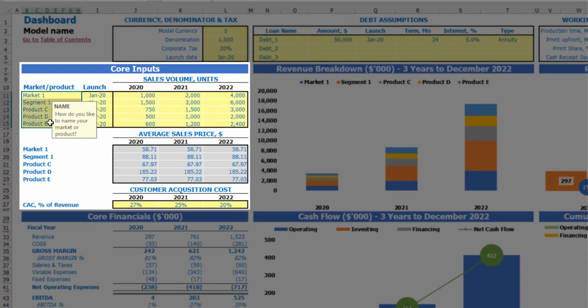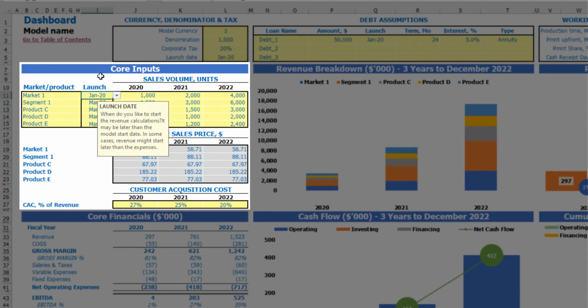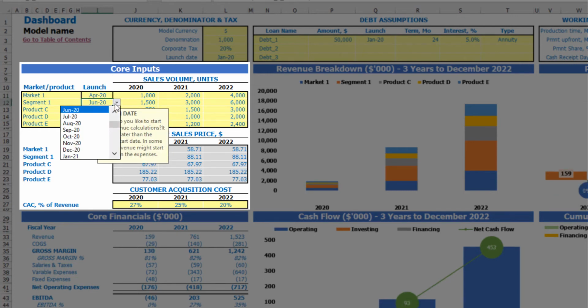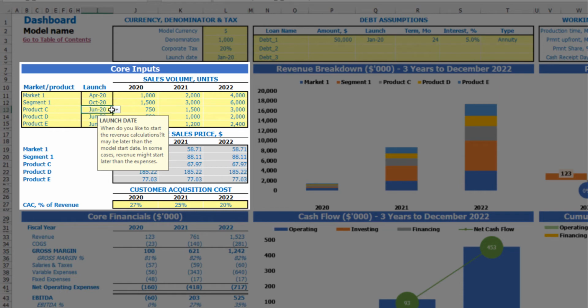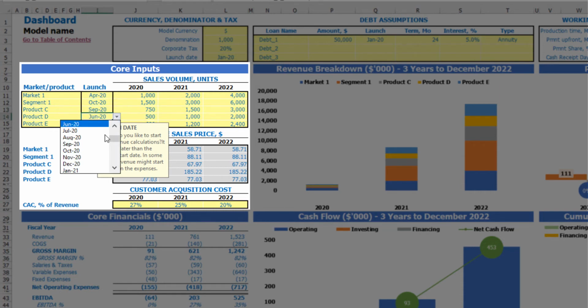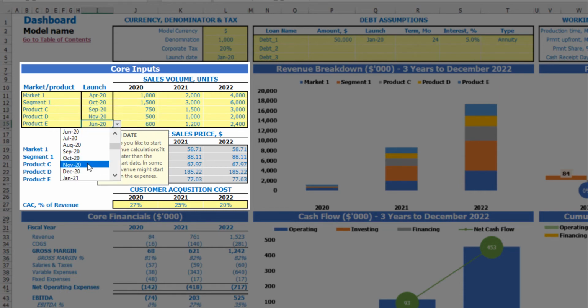For each of these segments you can input the launch date. This means that starting from this date your sales will start. You can change this value, for example April 20. You can change this for October, September, November, December, something like that.